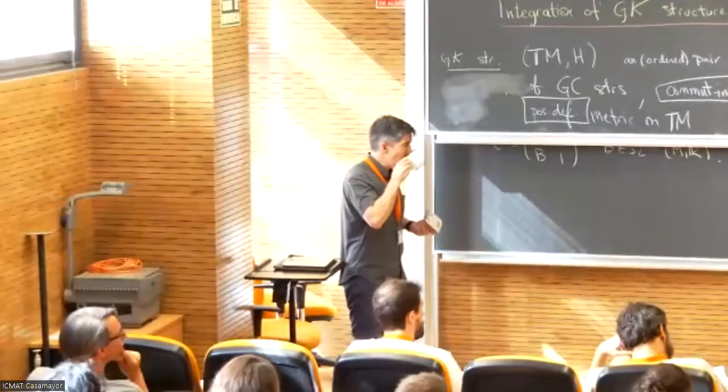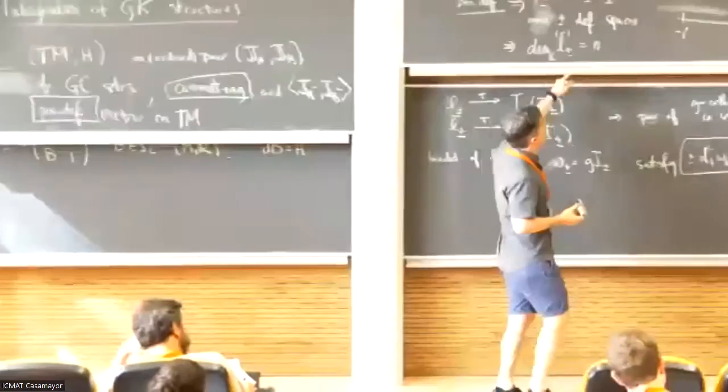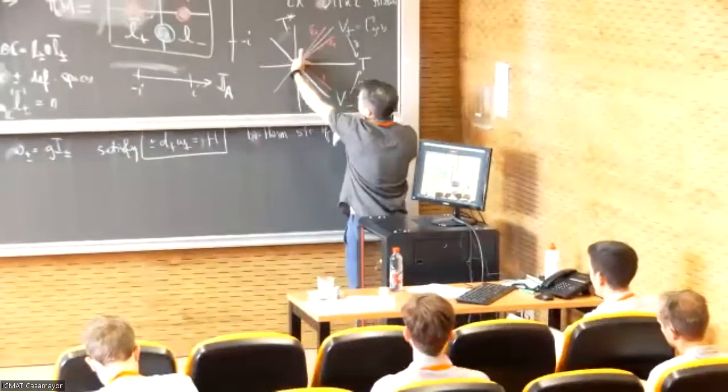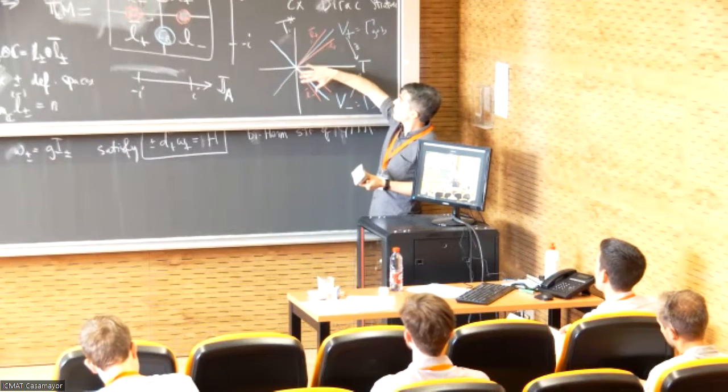In order to specialize to the Kähler case, you need this picture to have an additional symmetry, which is a flipping symmetry. If there was a symmetry of this picture, flipping it over, then we would be in the Kähler case.